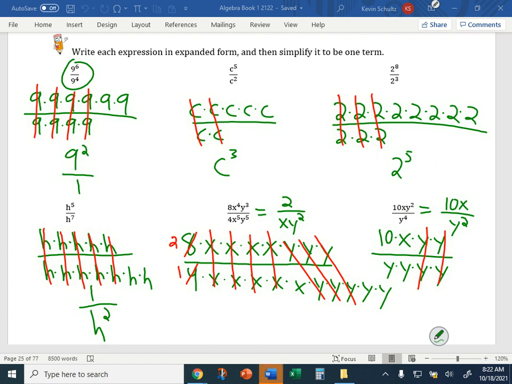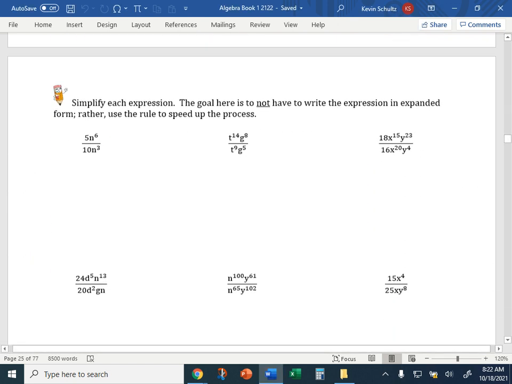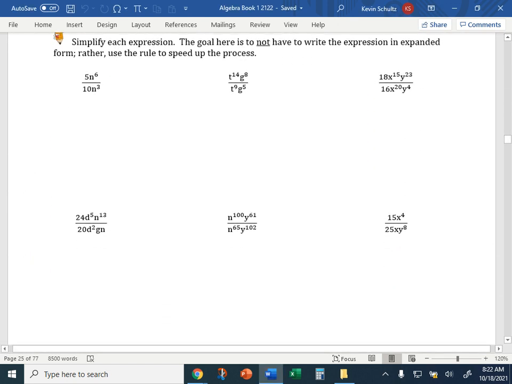Okay. Yes, Anthony. I'm having trouble with the first problem on the back. All right. Nothing else on the front page? Nope. Or first page? Okay. Let's look at the second page. And this will be your homework due tomorrow. Looking at that first one, it says simplify each expression. The goal here is to not have to write the expression in expanded form. However, if you're finding that you're getting a lot of these wrong, then you might want to, just until you really get a handle on it.